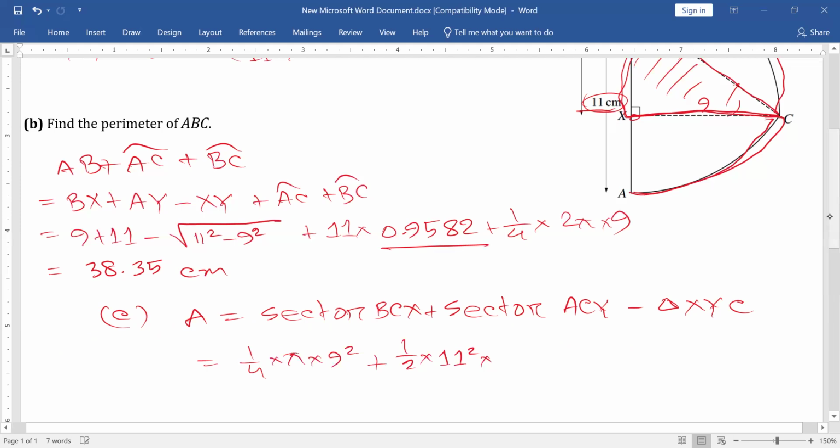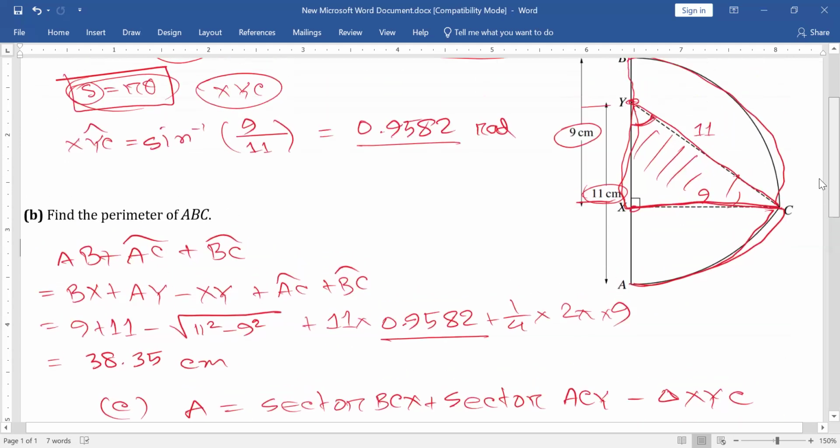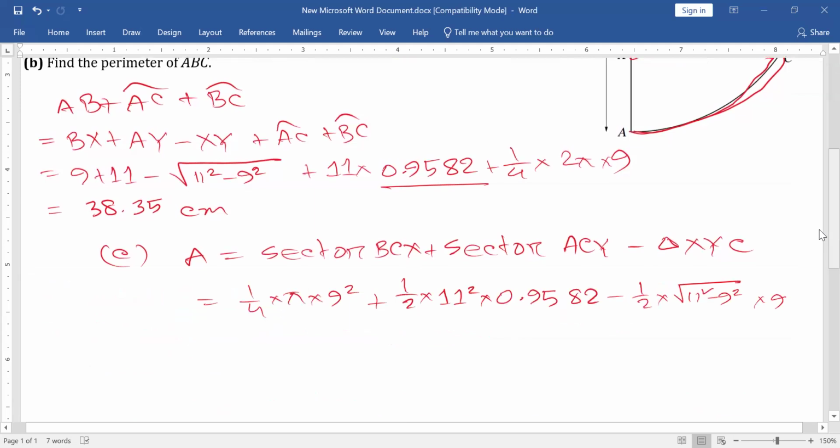And then we have to subtract the triangle. As this is a right triangle, we can use half times base times height. The base is the square root of 11 squared minus 9 squared, times height, and the height is 9 centimeters. Let's calculate this using a calculator. We get 93.13 centimeters squared.